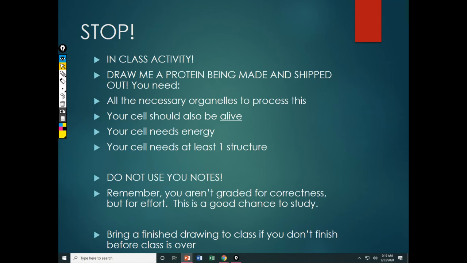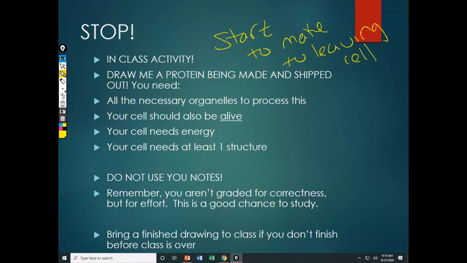So here's the key. Without using your notes, to the best of your ability, you're going to draw me a protein being made, following all of the things that we've done in class. So where do we start? What do we need? What are all of the organelles that we need to do this? From start to make to leaving the cell, which is something you wouldn't normally do, but that's what we're going to do here.